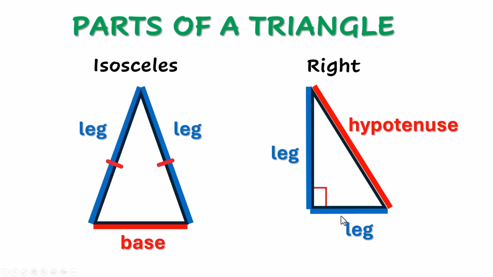Usually one will be shorter than the other one. It's possible that it's isosceles right and that they're both the same, but you don't know that for sure. That's not a rule like it is for isosceles. But that third side, the one that's across from the 90-degree angle, that is called a hypotenuse.